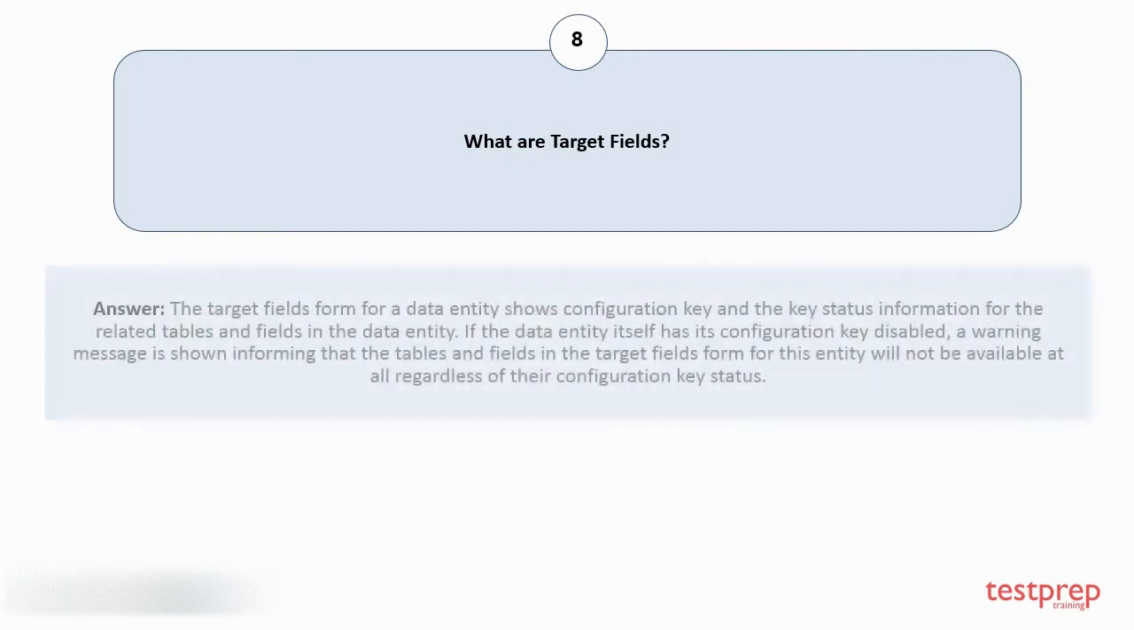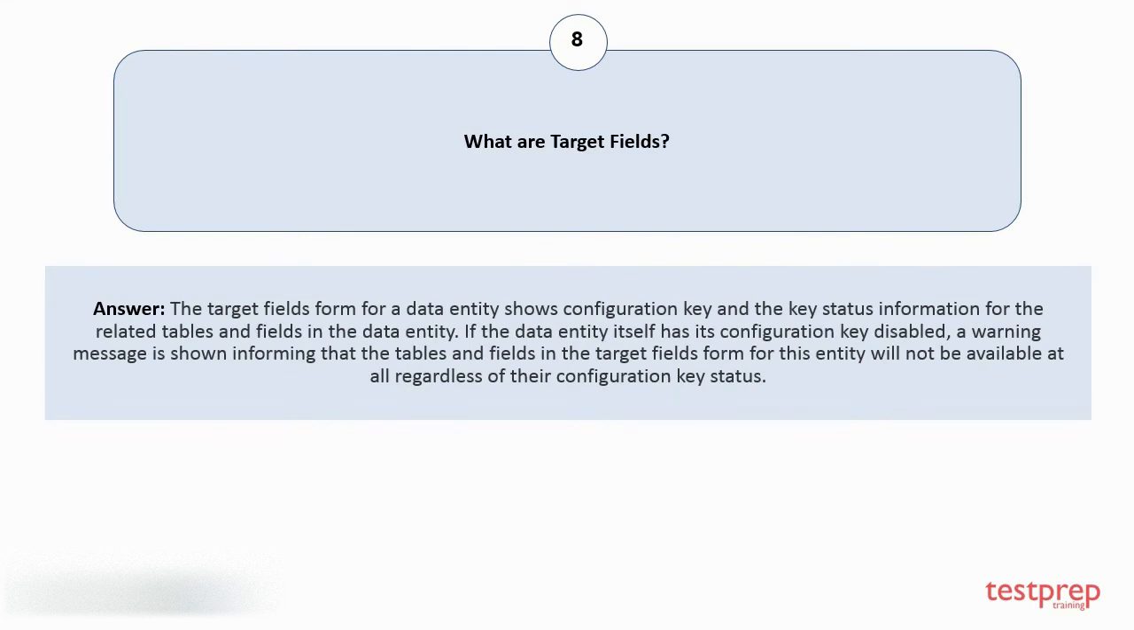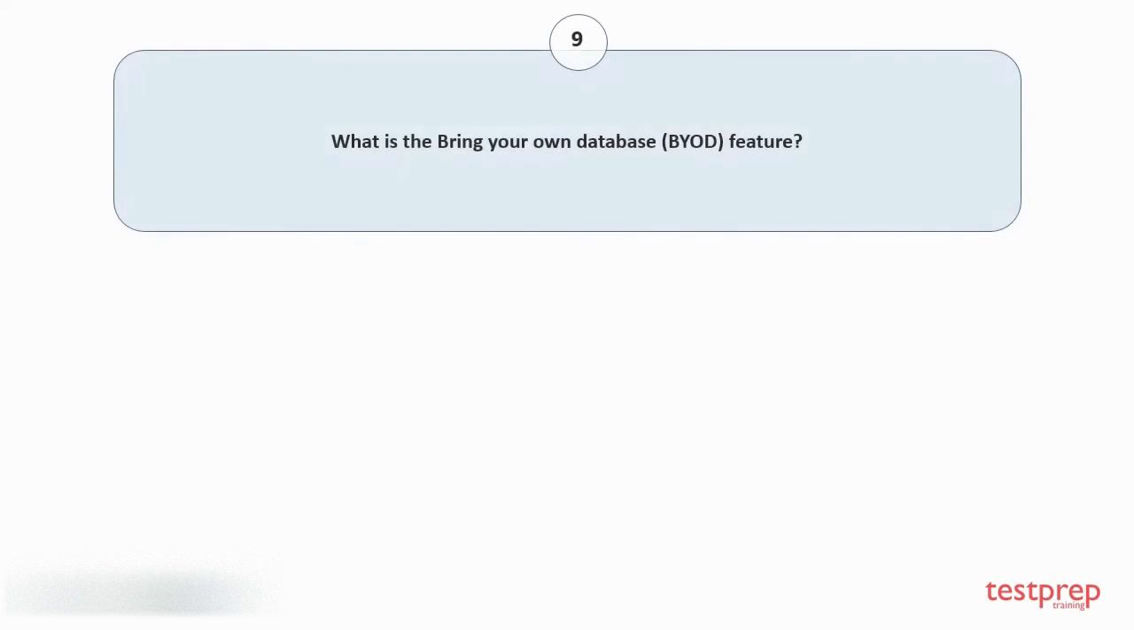Your answer is: the target fields form for a data entity shows configuration key and the key status information for the related tables and fields in the data entity. If the data entity itself has its configuration key disabled, a warning message is shown informing that the tables and fields in the target fields form for this entity will not be available at all regardless of their configuration key status. Question number 9, what is the Bring Your Own Database feature?